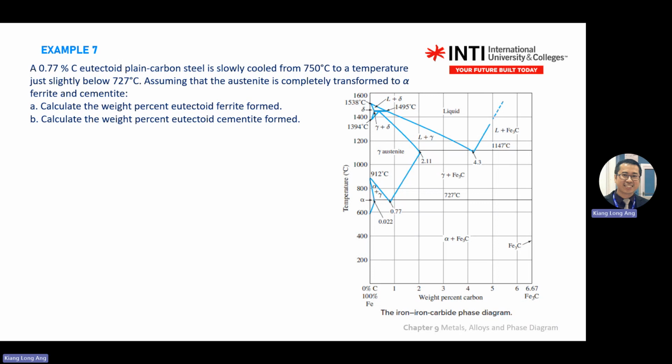0.77% carbon eutectoid plain carbon steel is slowly cooled from 750 degrees C to a temperature slightly above 727. Assume austenite is completely transformed to alpha ferrite and cementite. Calculate the weight percentage. This one links back to chapter 3. So first, you should find where the line is on the diagram. So 0.77% cooled from 750.